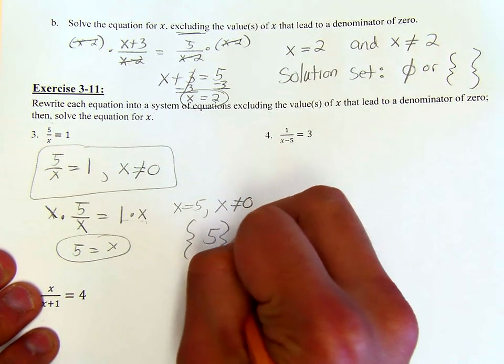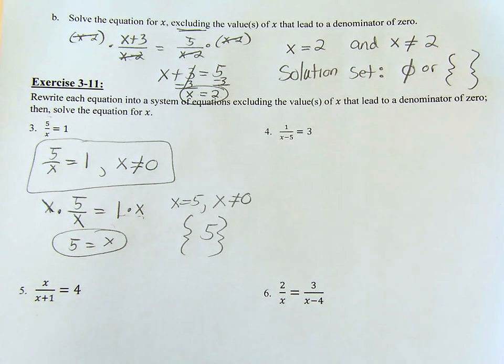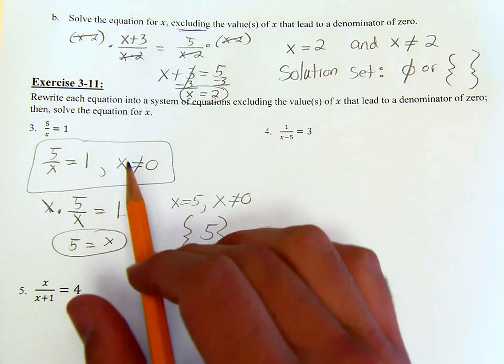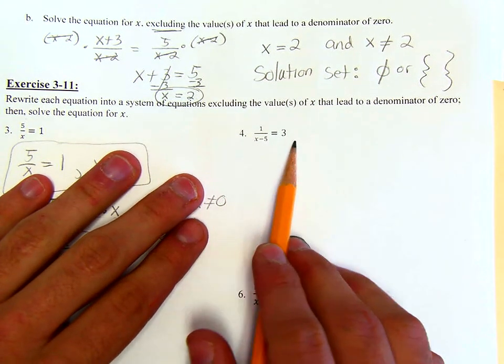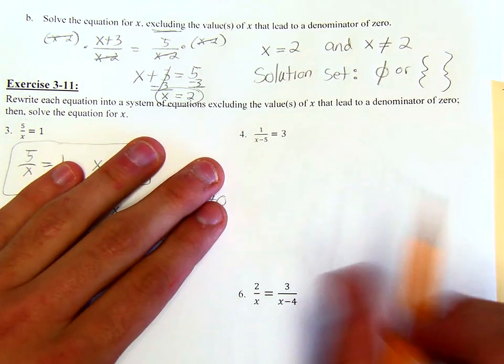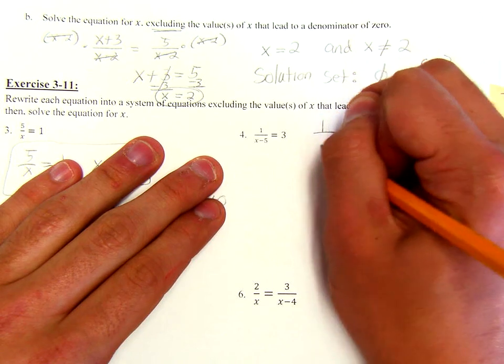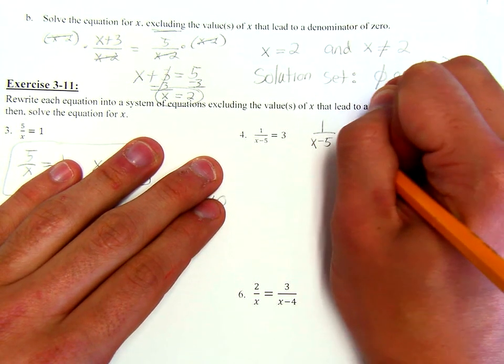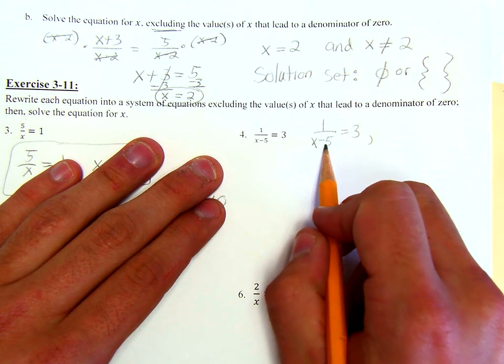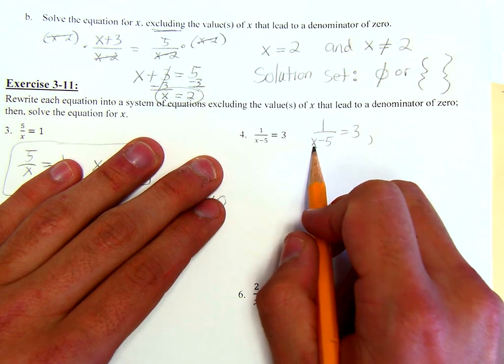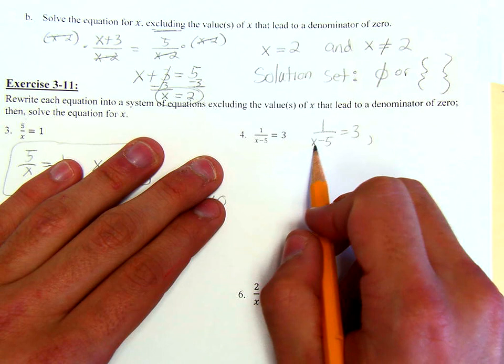Okay? Let's look at number 4. So if we look at this, we're going to first write it as a system of equations. So we have 1 divided by x minus 5 is equal to 3. So we'll have our original equation, 1 over x minus 5 is equal to 3. And we know if we look at our denominator, x minus 5, what will make that 0 is if we have x is equal to 5, because 5 minus 5 is 0. So we know that x cannot be equal to 5.